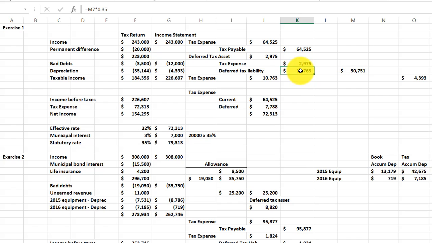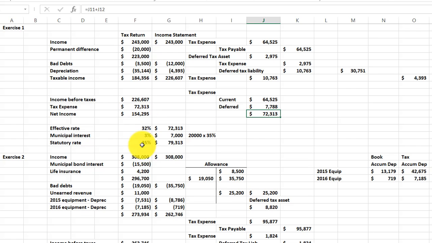So you record a liability for that and we debit the tax expense. Your current tax expense is the 64. Your deferred is the sum of your journal entries to tax expense. In this case, it's not a sum, it's a difference because one is a credit and the other is a debit. So the difference between those two is $77.88. So your total tax expense is $72,313, which goes on the income statement.